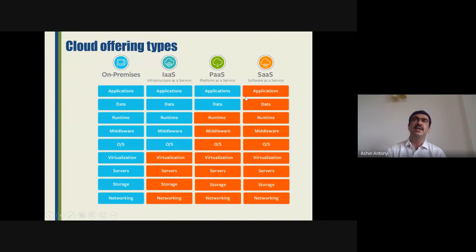Software as a service, a simple example is your Gmail, right? Your Outlook or your Office 365. Those are examples of software as a service, where the software is available. You just log in and use the features that are available. You check the mail directly. You don't need to worry what operating system it is running on, whether it is integrated with another data source, or whether it is running on Java or .NET. You do not have to worry. You directly use the software.